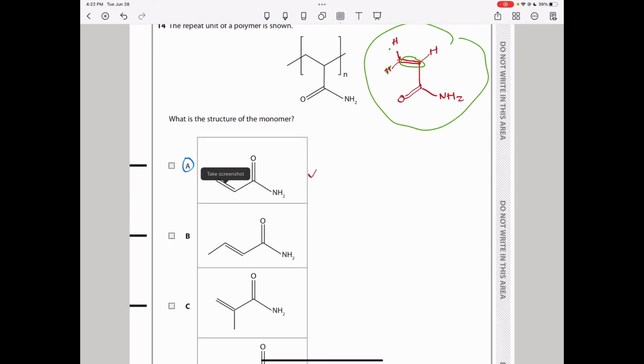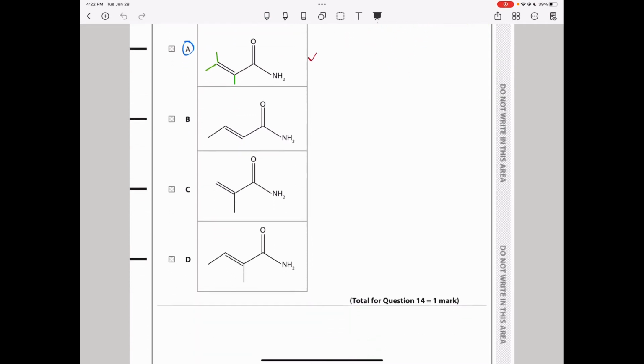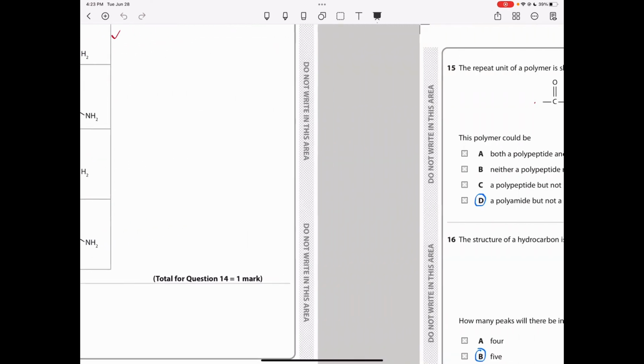So the structure should be this one here. As you can see, there is a hydrogen here, there should be a hydrogen here, a hydrogen there, a hydrogen here, and then the rest of the structure as this part shows. The answer should be that. Let's continue to the next part, question 15.